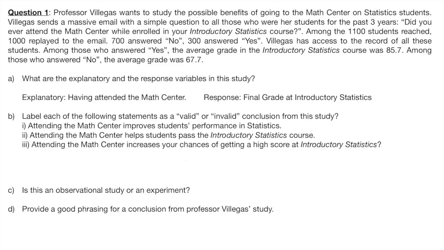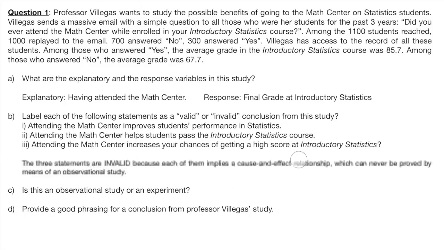According to the standard of quality that we are introducing in this chapter, neither of these statements is a valid conclusion. The three of them are invalid. Why? Because these verbs, to improve, to help, to increase, imply a causation, a conclusion about cause and effect. And the key concept here is that we can never imply a conclusion about cause and effect from an observational study. This answers question C.